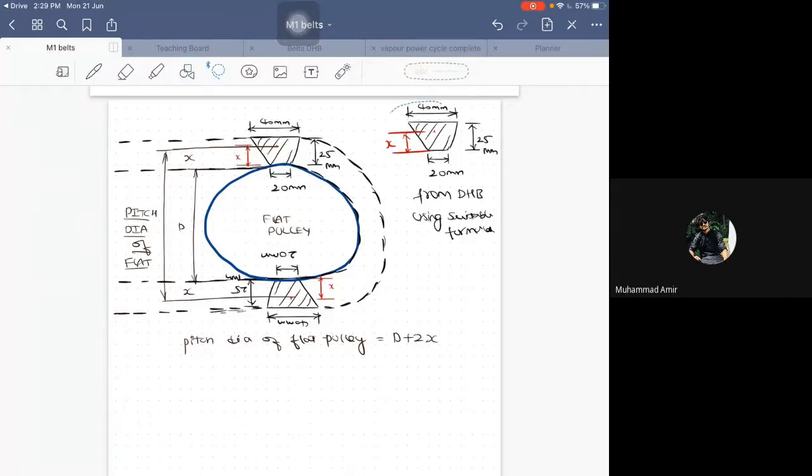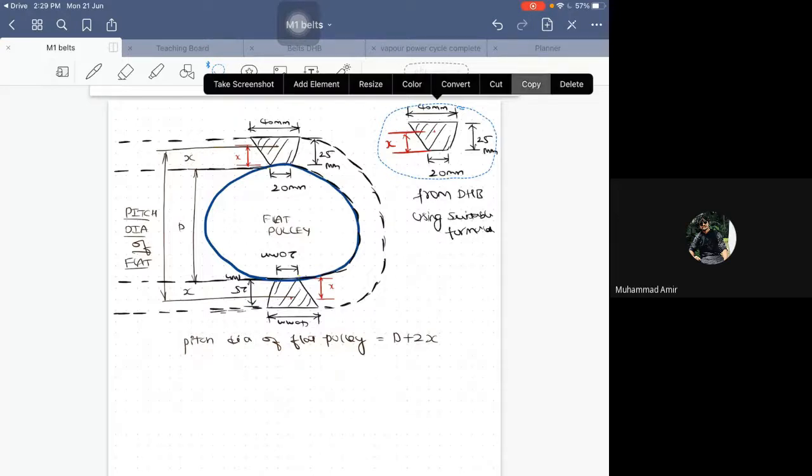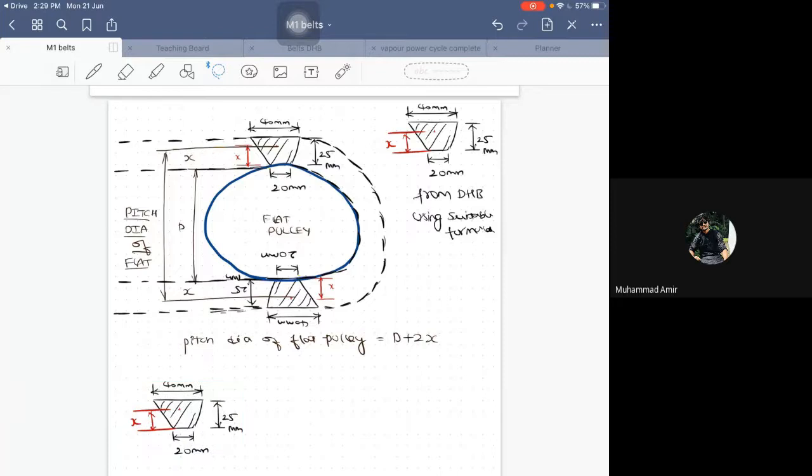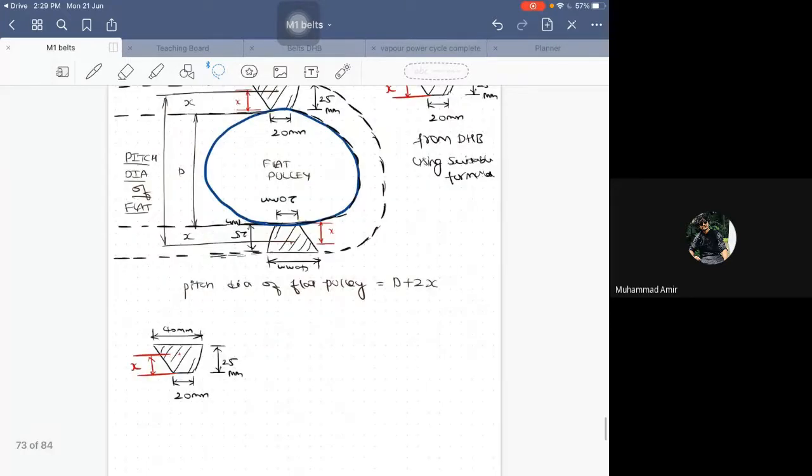So this is my section. I'll be picking that particular section. Copy. Paste. Okay. I don't have the data handbook, just for future reference. Fine. No issue. We'll do it.